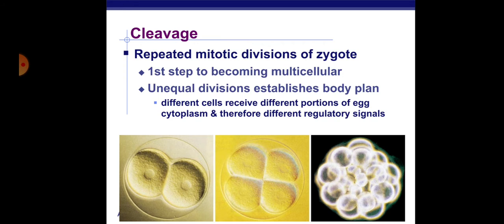Next, the zygote goes into division, which is known as cleavage. Here, as you can see in the first diagram, the zygote divides into two cells, then it divides into four cells, and so on. At the end of it, a ball of dividing cells is established, which is known as the morula. You can say repeated mitotic divisions of the zygote. First step is to become multicellular. The second step is unequal divisions, which establish the body plan. Different cells receive different portions of egg cytoplasm and therefore different regulatory signals, which form three different layers.